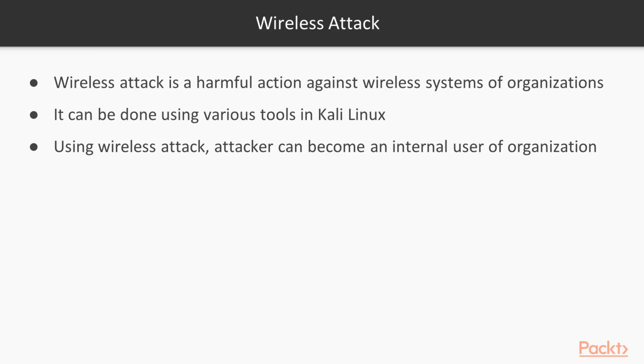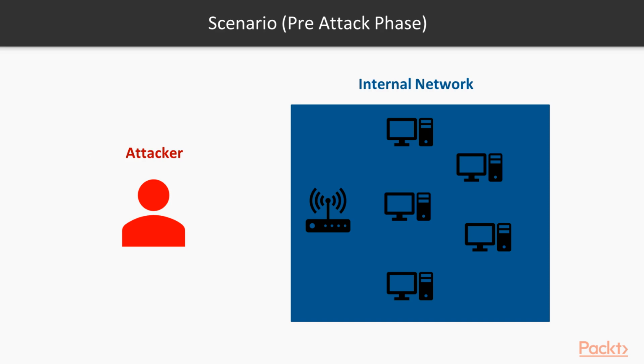So by using wireless attack, the goal of the attacker is to get inside the network so that he can perform more and more attacks after that. So this is the kind of scenario. You can see here that this is the attacker, and the attacker is outside the network. This is the internal network, and these are the systems, clients and servers inside it, and this is a kind of wireless. The attacker tries to attack on this wireless so that he can be a part of that organization, and after the wireless attack, then he can attack on these systems too. So that is a kind of pre-attack phase.